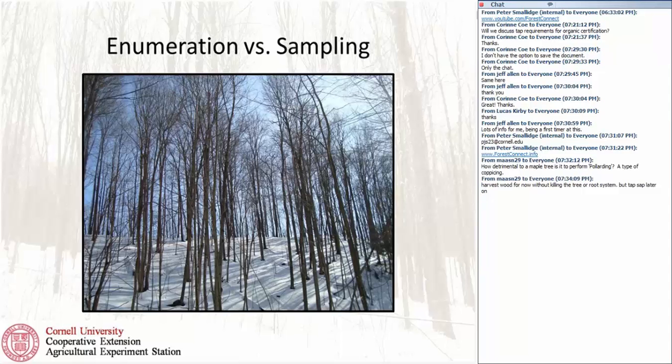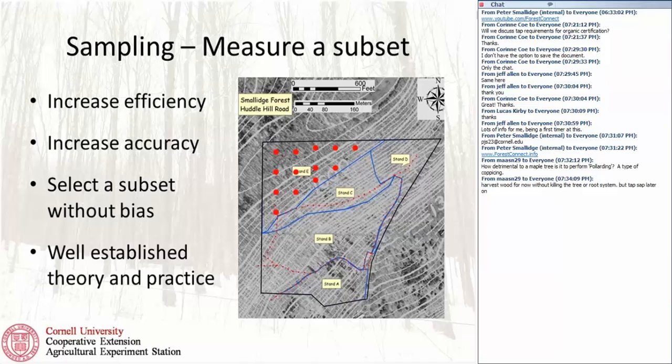So we're going to sample. You've heard the word sampling. It means that you select specific individuals and you use that sample to represent the entire population. So sampling measures a subset of the total. You get increased efficiency and accuracy. It assumes that you're able to select the subset without bias.